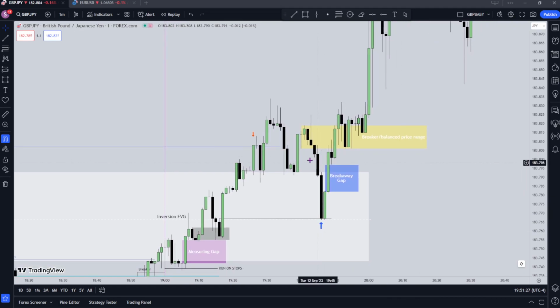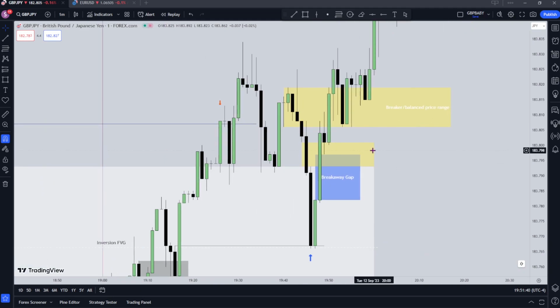And look how we find support on this inversion fair value gap as well. We find support at the 50% level on this wick here, on this candle here. So we come up through it, support, ding, and then we continue higher. These are all things to take note of, guys.